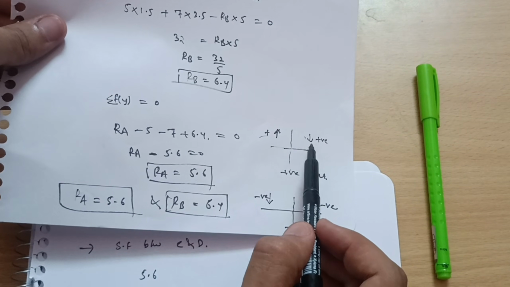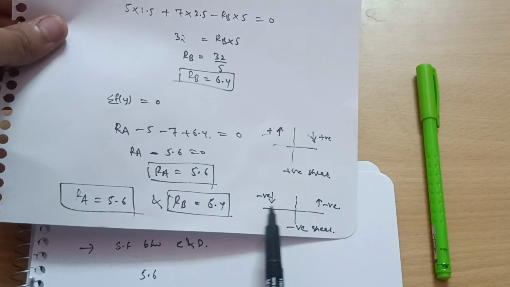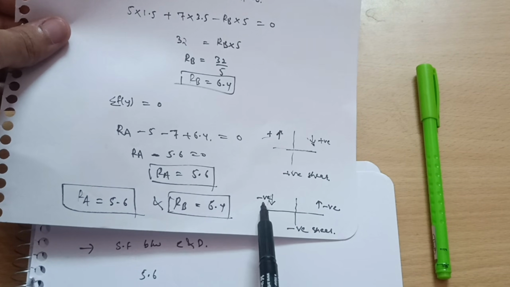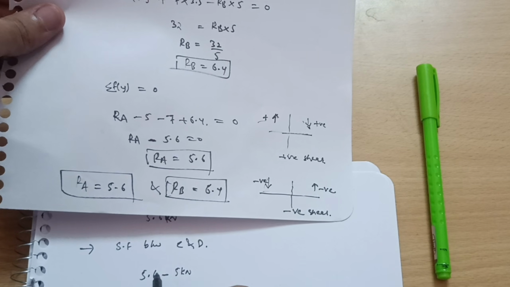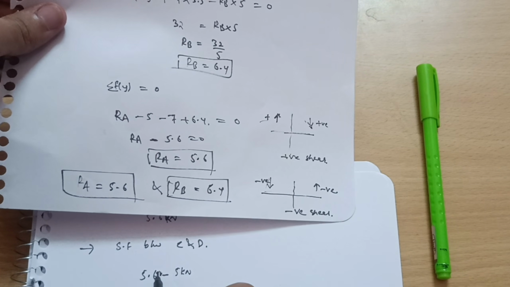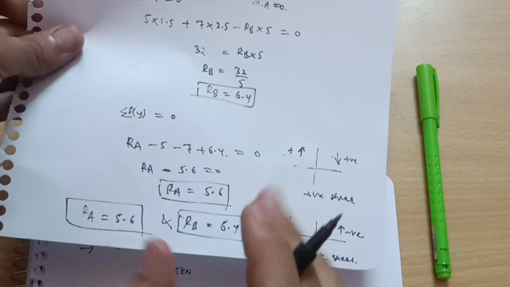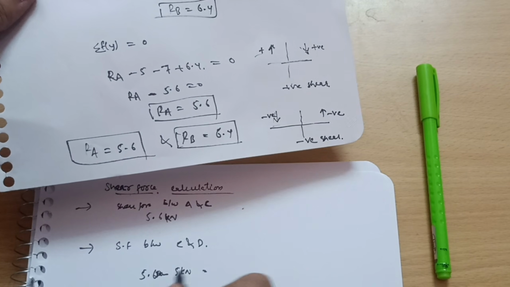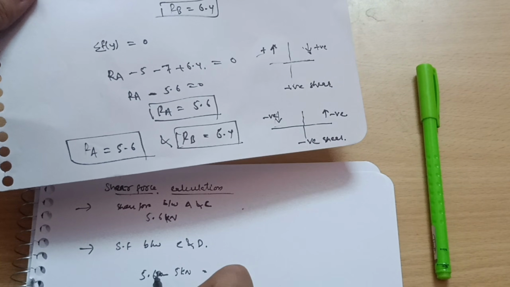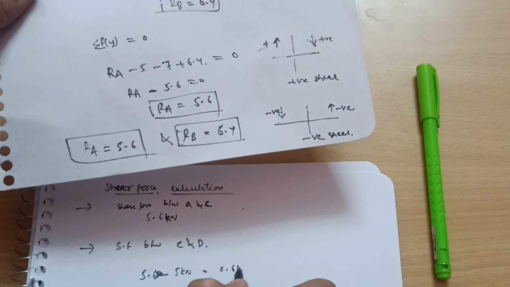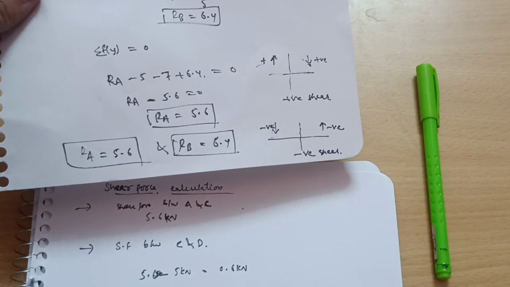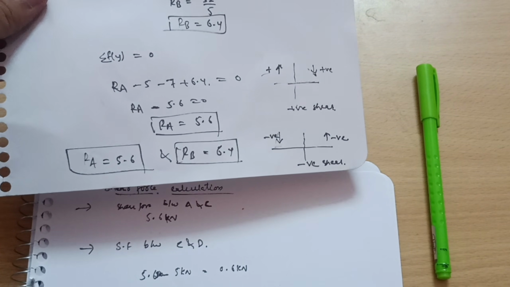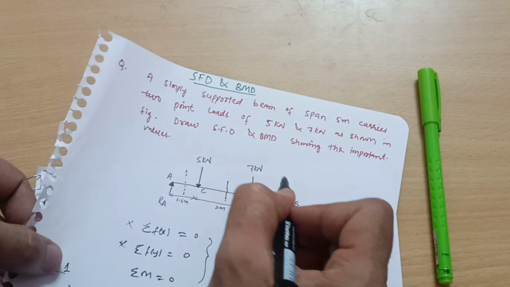It is acting downwards. See here, if it is acting downwards on the left hand side, you have to take that one as a negative value. So I can write here minus 5 kilonewton. So these are the forces on the left hand side. I can sum it up, that is 5.6 minus 5, that is 0.6 kilonewton, the shear force between C and D, right?